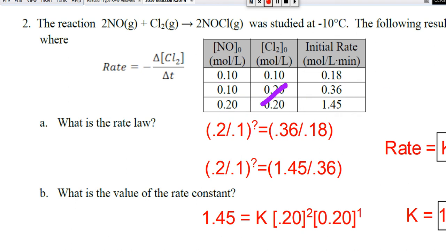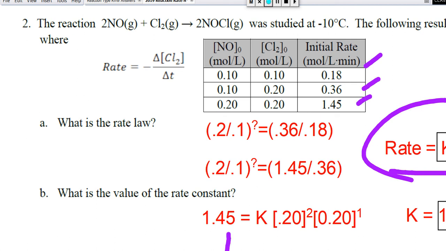So after going through those two pieces of logic, figuring out how Cl2 impacts the rate, figuring out how NO impacts the rate, we have written our rate law. The next process is to solve for K. And you can pick any one of these three reactions, plug in the values, and get K.